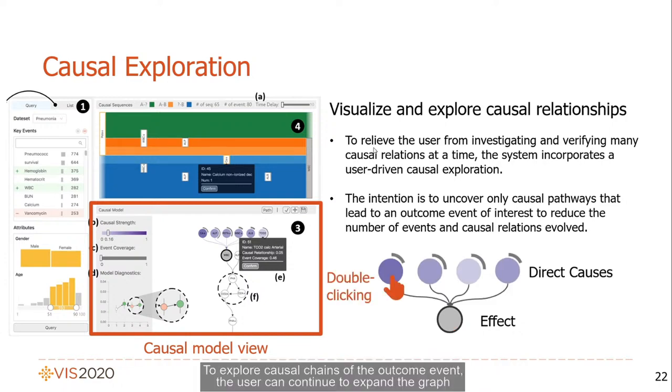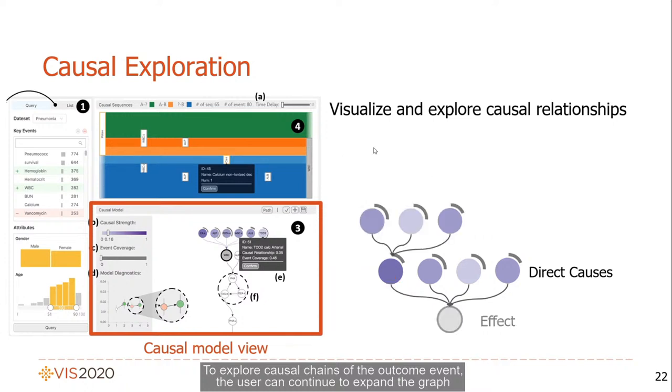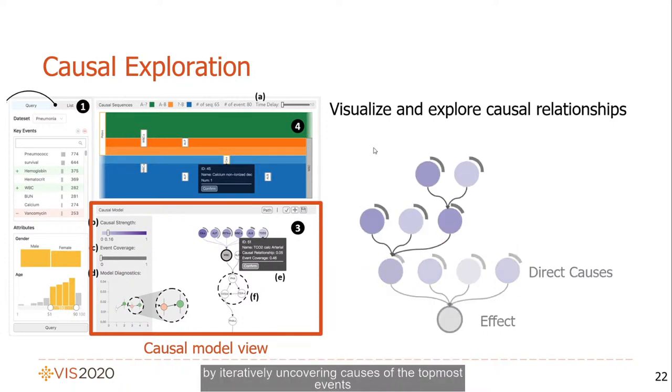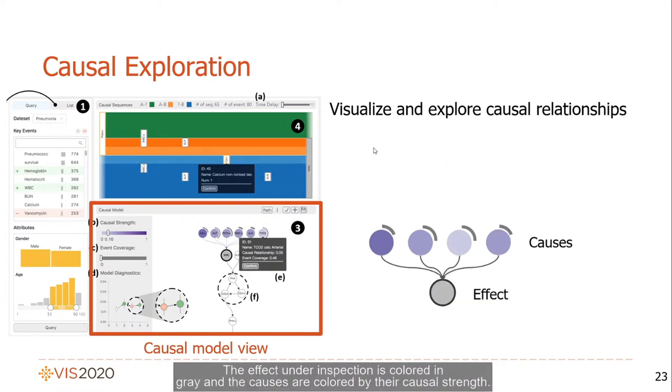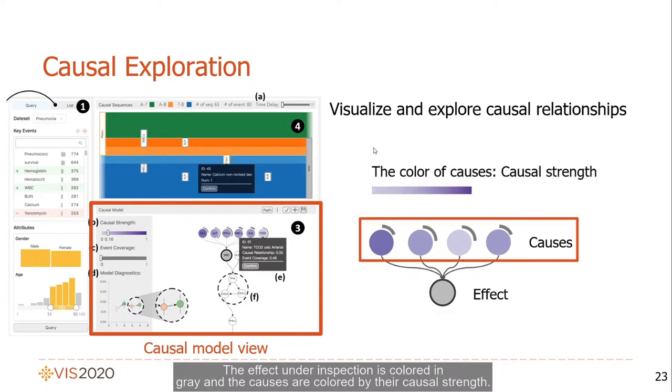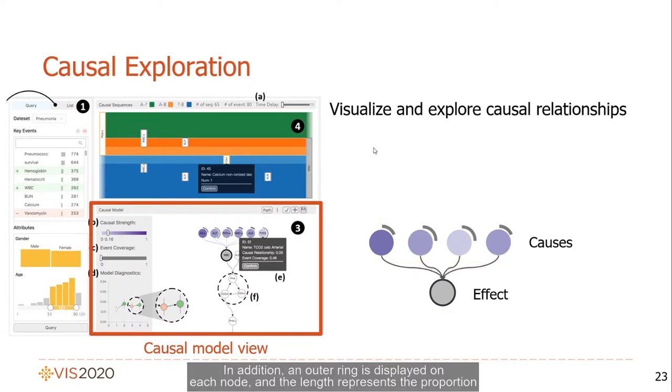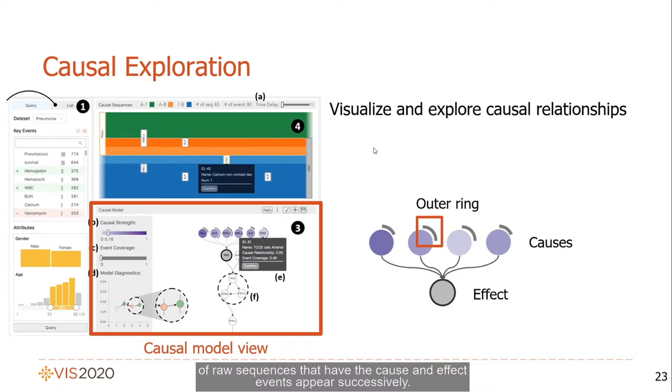To explore causal trends of the outcome event, users can continue to expand the graph by interactively uncovering causes of the topmost events. The effect under inspection is colored in gray and the causes are colored by their cause strengths. In addition, an outer ring is displayed on each node, and the length represents the proportion of raw sequences that have the cause and effect event appear successively.